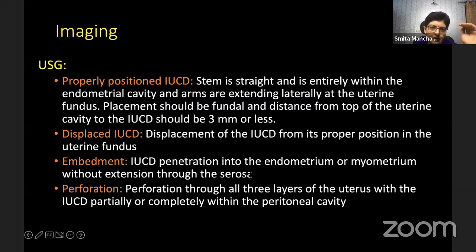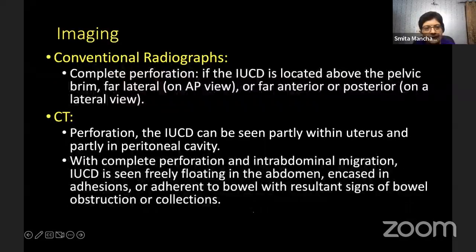So the serosal margin is still intact, but perforation is when it has perforated through all the 3 layers of the uterus and the IUCD is partially or completely within the peritoneal cavity. On conventional radiographs, if there is a complete perforation, then the IUCD would be located above the pelvic brim, or far lateral on an AP view, or far anterior or posterior on a lateral view. So these would be the suggestive signs that we need to pick up.